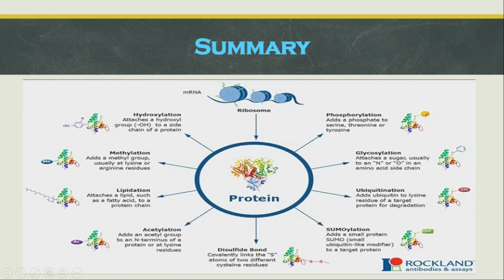In acylation an ester group is added. Disulfide bonds covalently link the sulfur atoms of two different cysteine residues. And ubiquitination adds an ubiquitin to lysine. Glycosylation attaches a sugar, usually to the N or O in an amino acid side chain, and phosphorylation adds a phosphate to the serine, threonine or tyrosine.